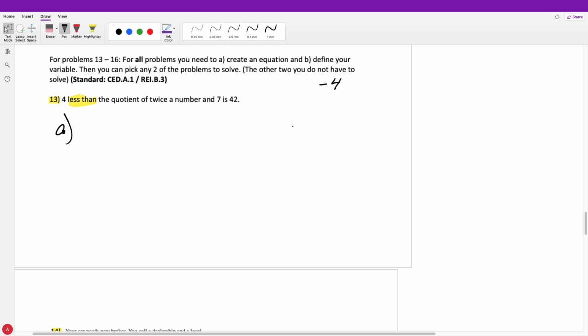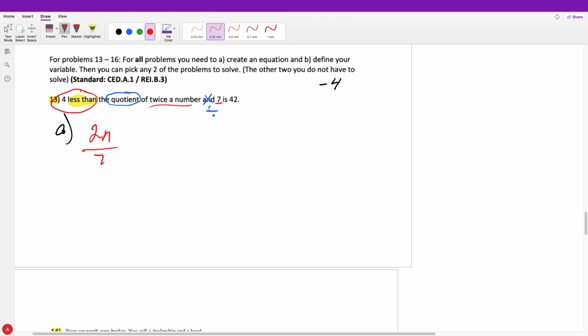So 4 less than the quotient. Quotient means division, and remember, when I said after we see quotient, product, any one of those, we replace the word "of" with the operation. So it's a quotient of twice a number. Well, twice a number means that we're doubling it, so we can say 2n or 2x, whatever you want to say. And since it's a quotient of twice that number and 7, that means that this is being divided by 7.